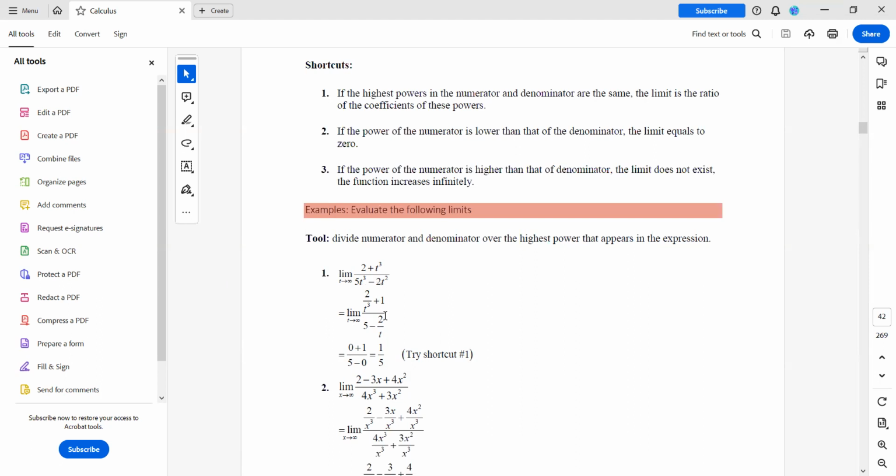Then 2t squared over t cubed. So t squared cancels with t cubed, then you're left with 2 over t, right? So you have 5 minus 2 over t. So now, anywhere you see t, you put in infinity. That makes anywhere I put t as infinity 0. So which is why I have 0 plus 1 over 5 minus 0, which is what? 1 over 5.